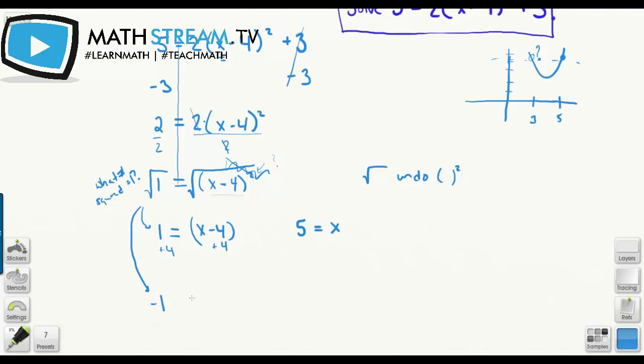And let's watch what happens when I go back and solve my equation with negative 1. I add the 4, just like I did before, and I get 3 is the value of x. So when I solve and I use the positive, the square root of 1 equals positive 1, I get my first answer, x equals 5. When I go back and solve the equation with negative 1, the square root of 1 is negative 1, I get the answer x equals 3. So here's what we learn.